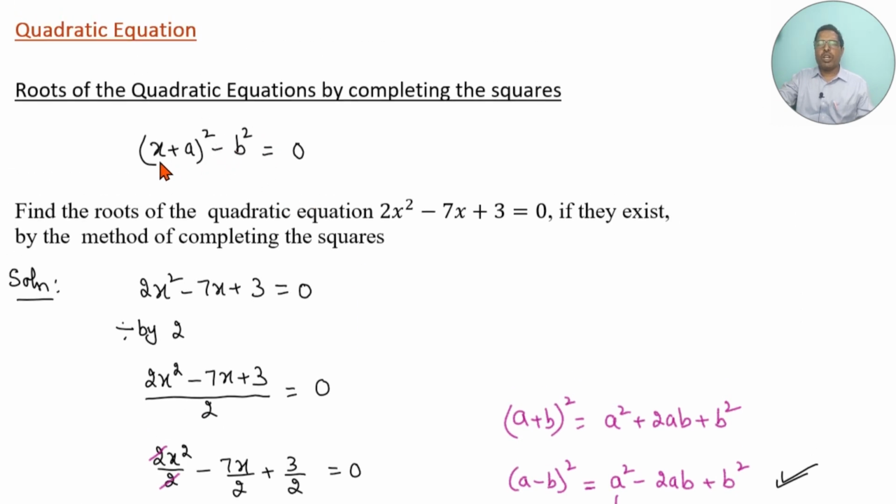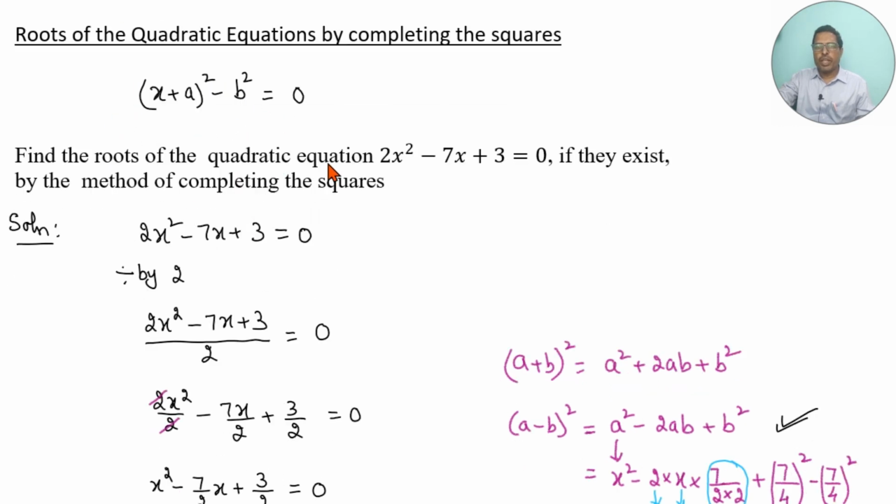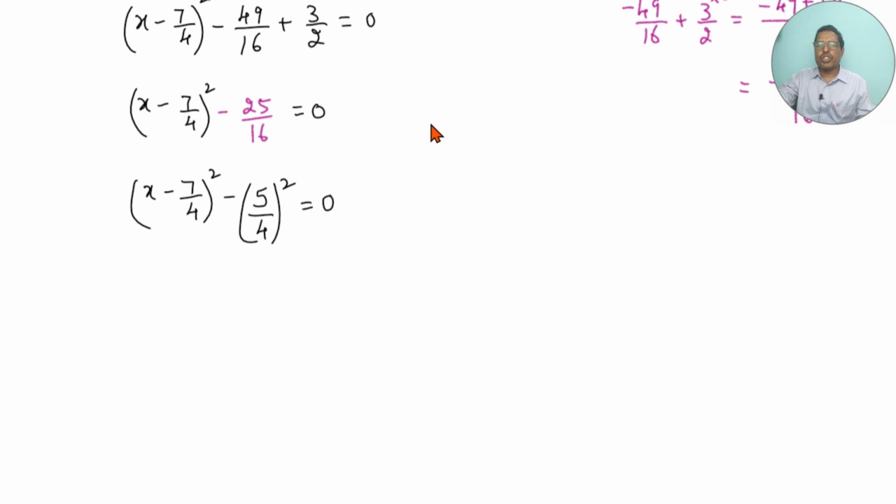So here we have x minus a, because the value of a here is minus, and you have b square. So we have expressed it in this form using the completing the square method, and we got this expression. Now further we need to find the roots of this equation. So let us see what has to be done here.